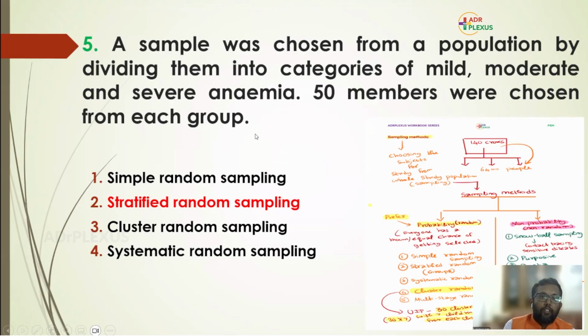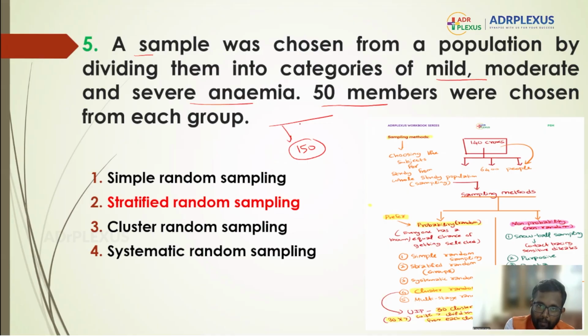Next question. We are choosing a sample. How? By dividing them into categories of mild, moderate, and severe anemia. 50 members were chosen from each group. So we have to select a population of 150. That is our sample size from the population. How are we selecting? 50 members from mild anemia, 50 from moderate anemia, 50 from severe anemia. So whenever you hear the term groups, you can go to stratified.